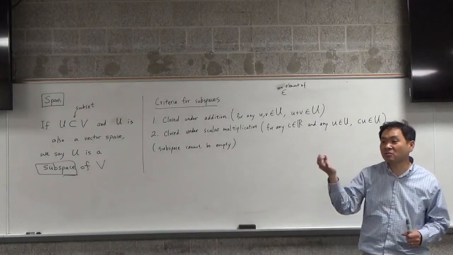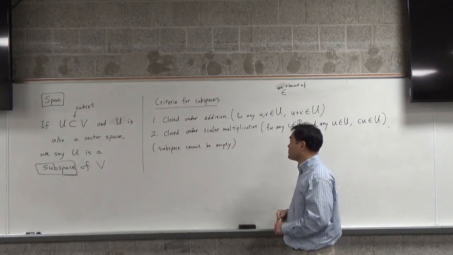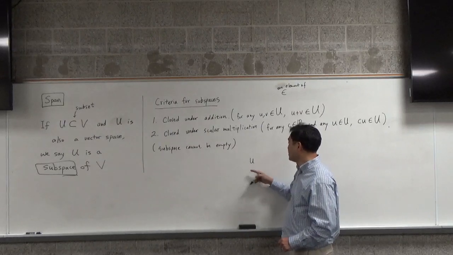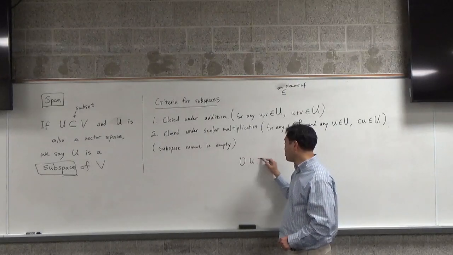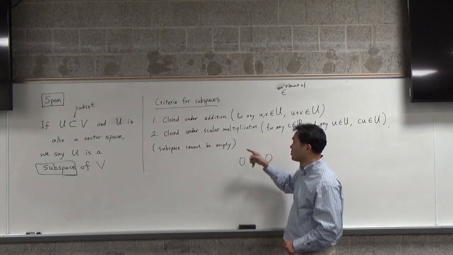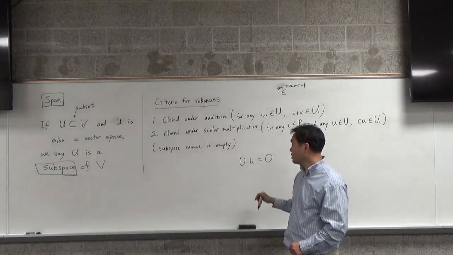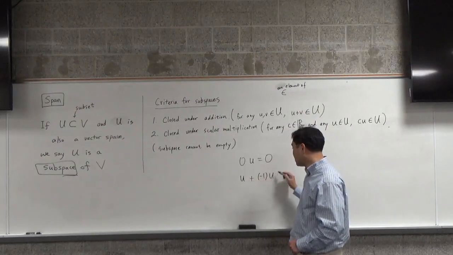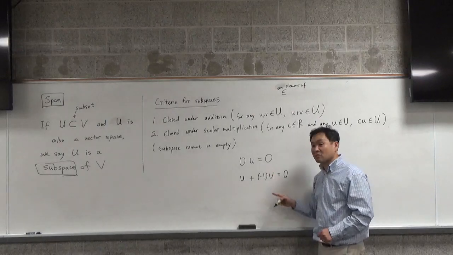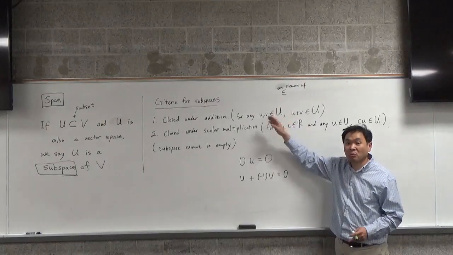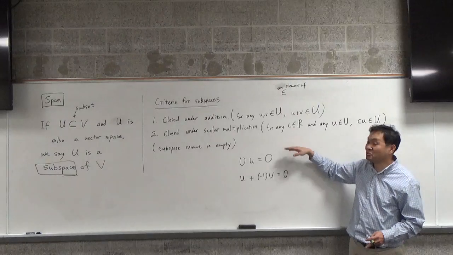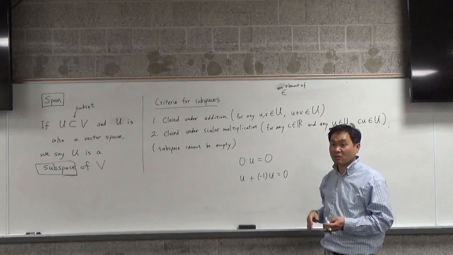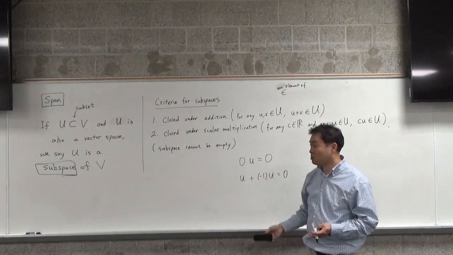Because if it's empty, then it doesn't have the zero. But as long as it's not empty, you take any vector in U, then 0 times U will give you the 0 element. So this has to be in U if it's closed under scalar multiplication. And for any U, -1 times U acts like the inverse, right? It is the inverse. So the inverse exists too. So just having these two properties will allow you to prove all the 8 properties that we require to be a vector space. So that's what you need to show.